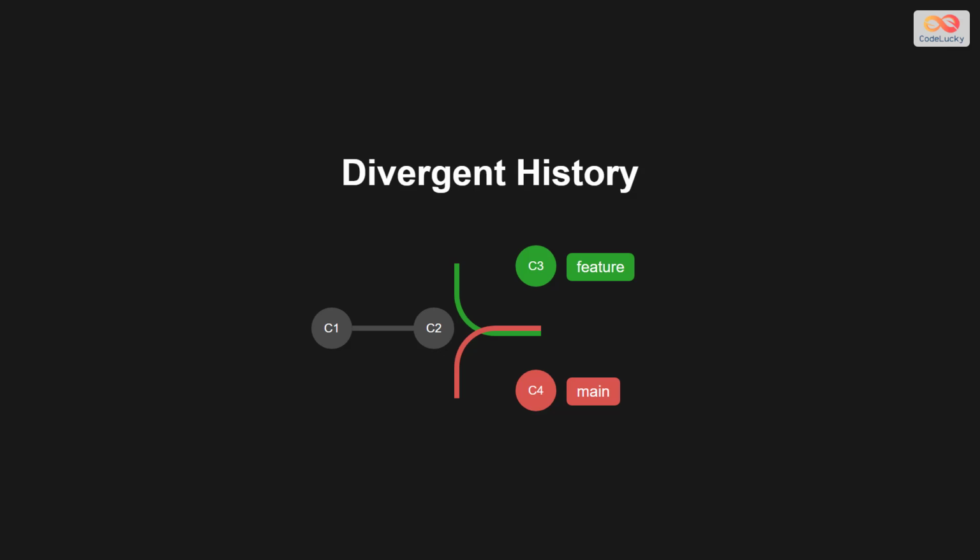In this example, after the feature branch was created, a new commit was added to the main branch. Now, both branches have new work that the other does not. The path is no longer linear. When you try to merge, Git will create a new commit that brings the 2 separate histories together.